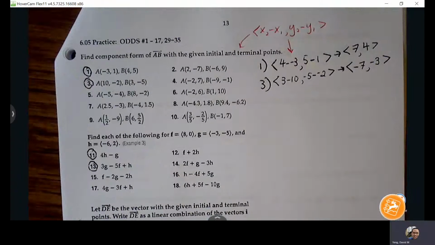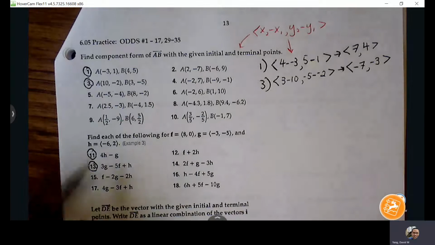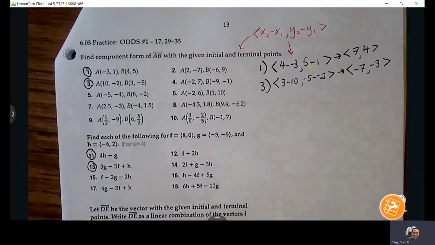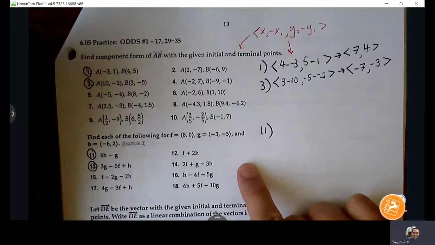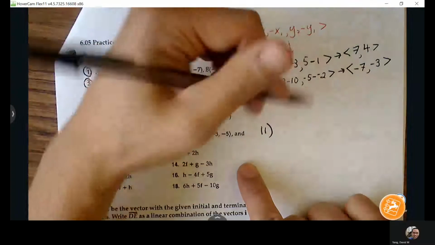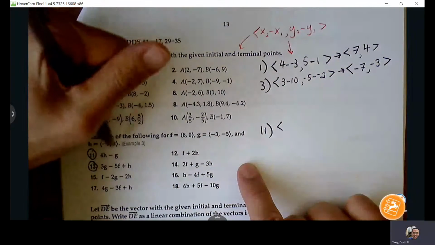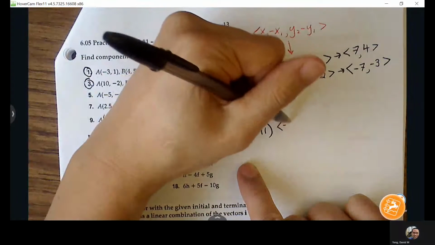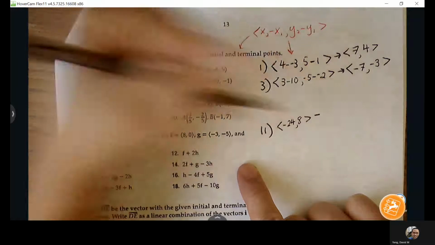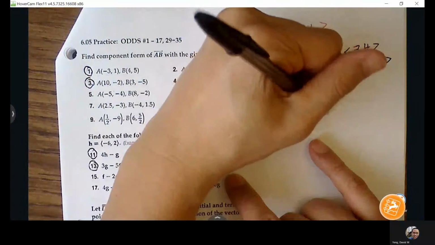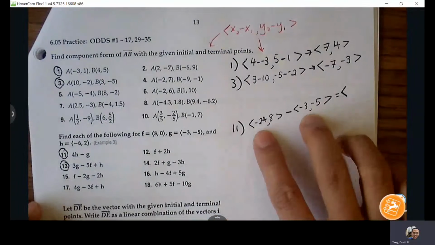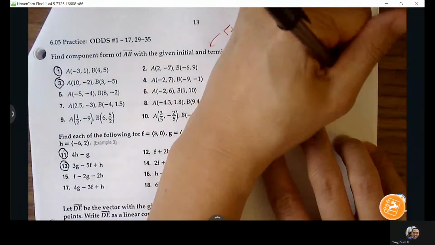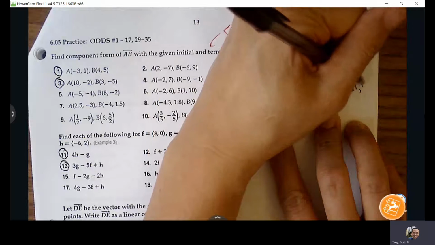All right, let's skip down to 11 and 13. Find each of the following. For h minus g, we're just matching up component form, x with x, y with y. For h minus g. -24 plus 3 will be -21. 8 plus 5 will be 13.